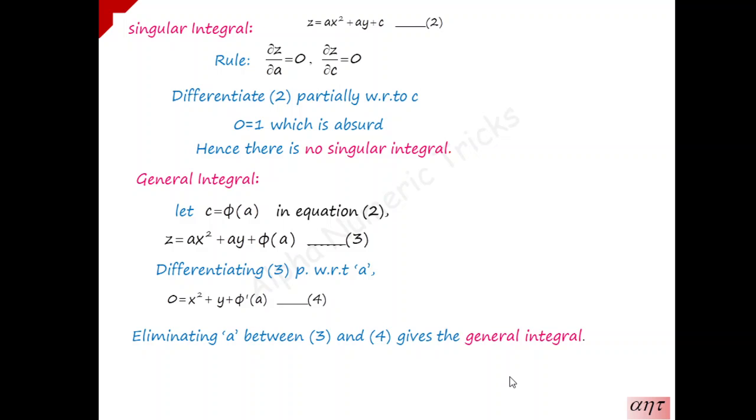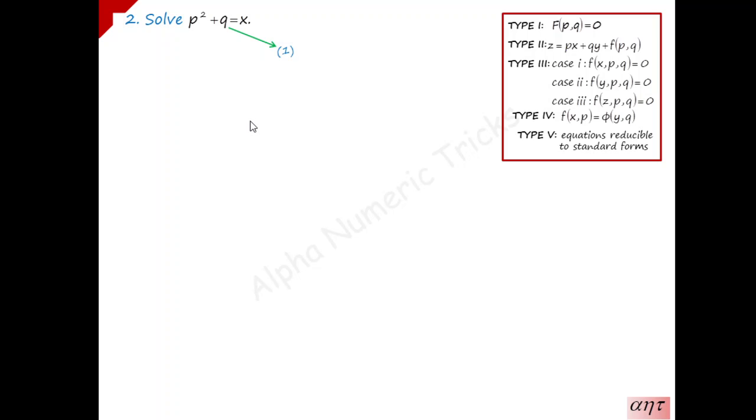Now we are going to see the next problem. Solve p squared plus q is equal to x. Number the given problem as equation 1. Here also p term, q term and x term are present. So this is of the type 3 problem, under case 1, f of x comma p comma q is equal to 0. We have to follow the same lines to get the solution.